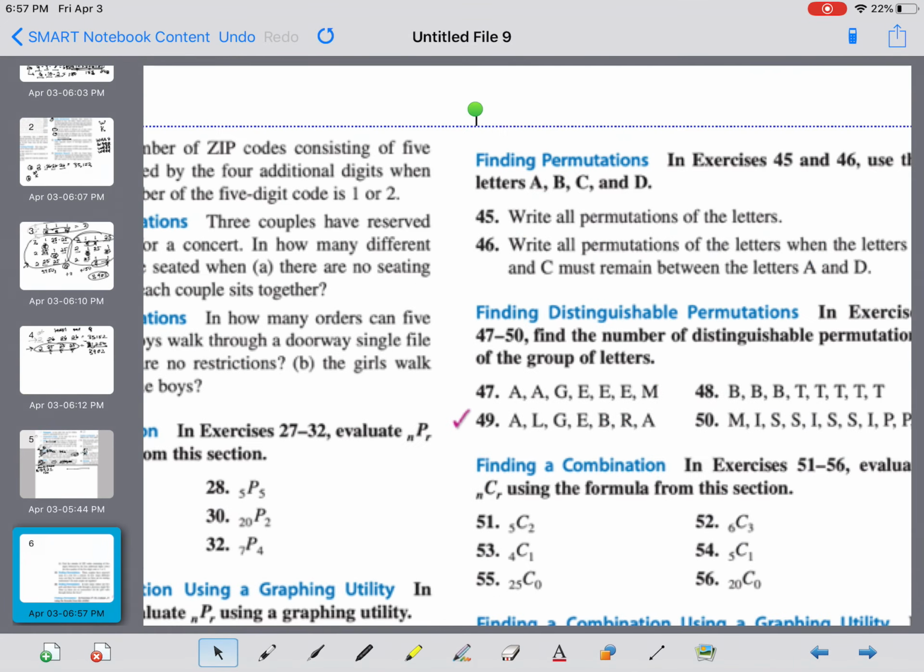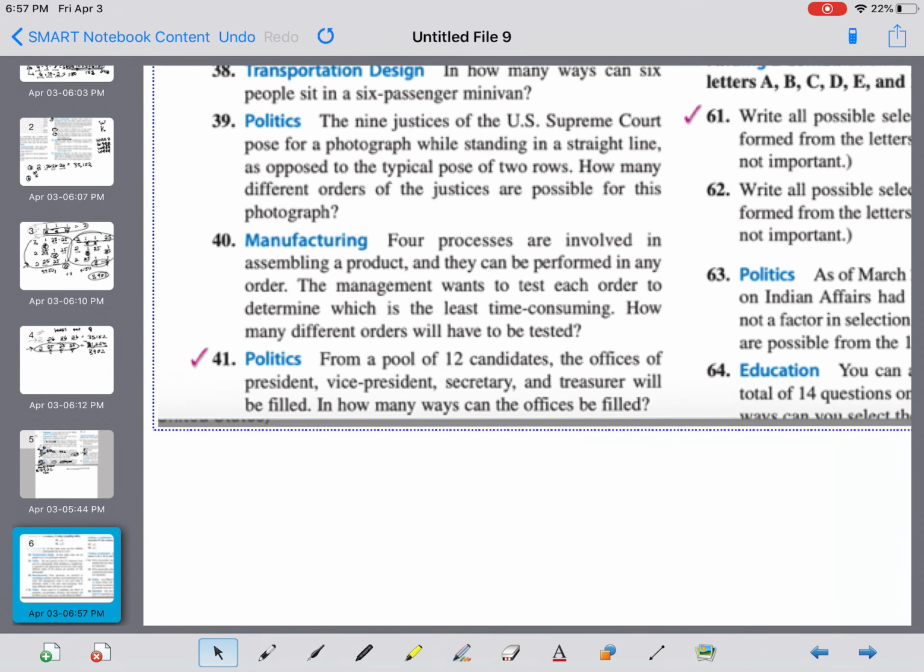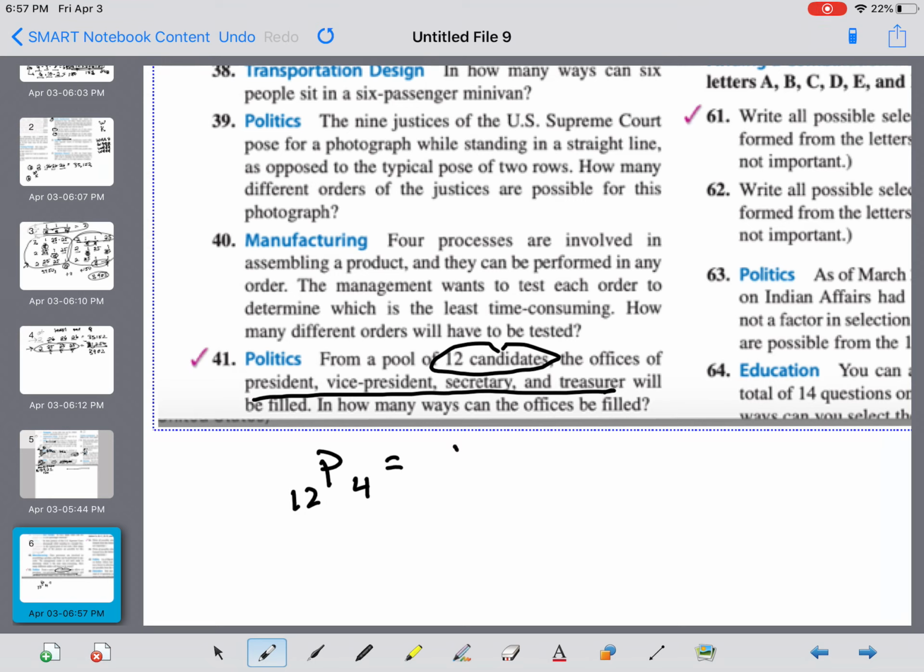Good. All right. So 41: you have a pool of 12 candidates, and you're going to elect president, vice president, secretary, and treasurer. So order does matter, because they're distinct offices. So it's a permutation of 12 things 4 at a time. That would be 12 factorial over 12 minus 4, which is 8 factorial. So you have 12, 11, 10, 9. That all cancels out.